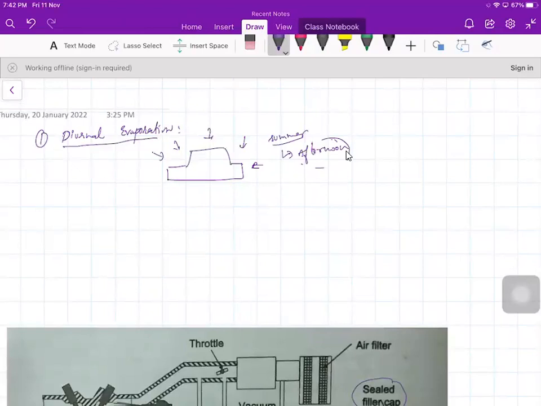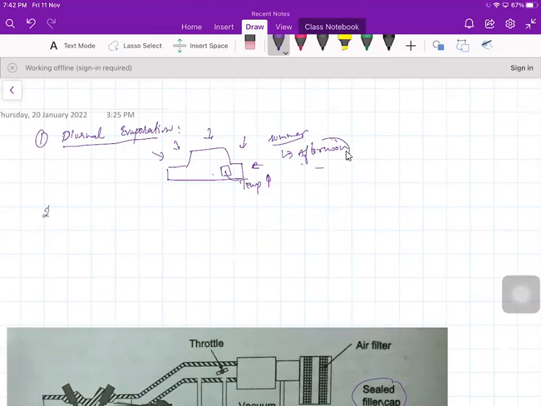And then what happens? Due to that atmospheric or ambient temperature, the temperature of your fuel tank will be increased. Now, because of this increase in temperature, the vapor in the fuel tank gets formed, an increase in vaporization. So this is what diurnal evaporation means. It occurs during the daylight hours.